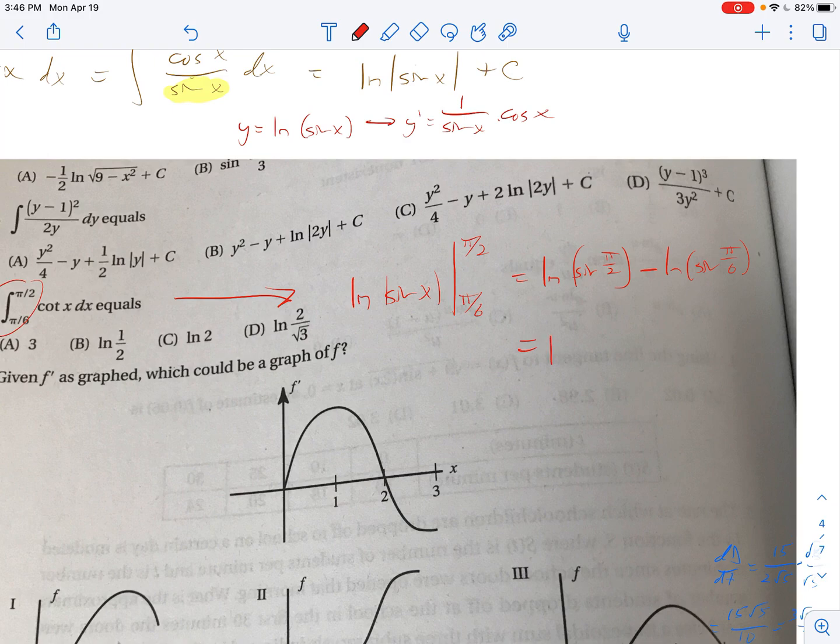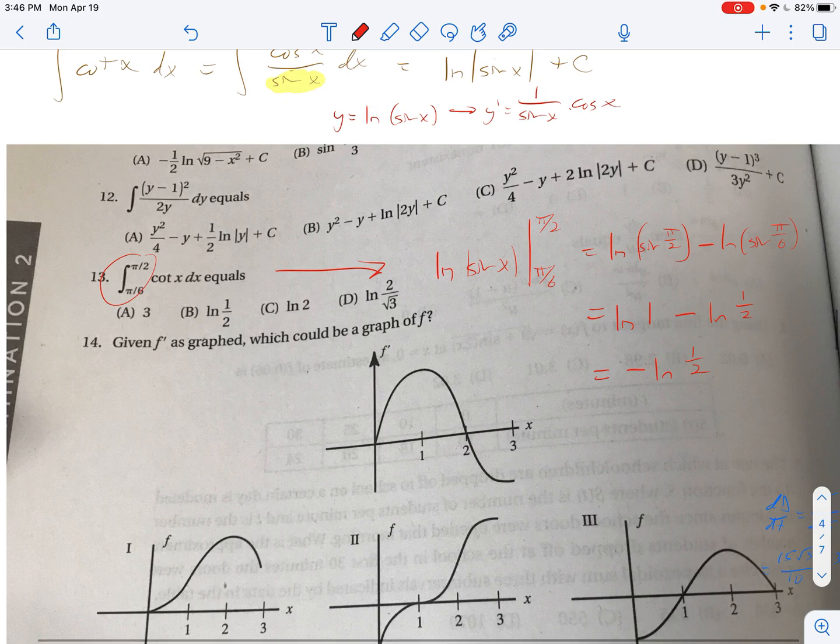Sine of pi over 2 is 1, so this is the natural log of 1. Sine of pi over 6 is 1/2, so this is the natural log of 1/2. Natural log of 1 is 0, so we have negative natural log of 1/2.